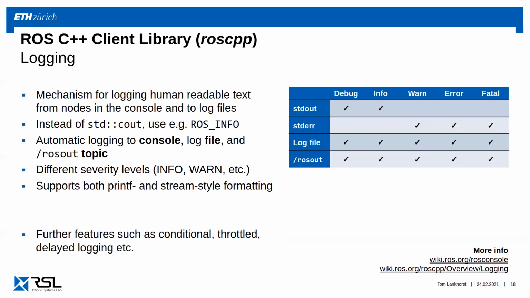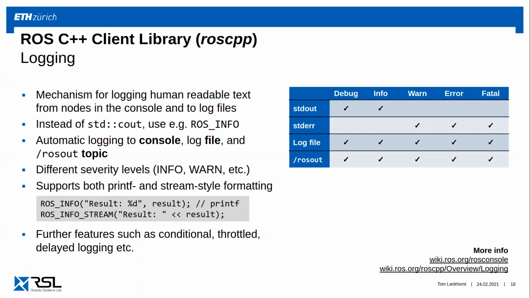In this table, I will show how the different types of logging invoke different outputs. So in the case of the ROS log debug, we will write to standard out, but not to standard error, to the log file and to the ROS out topic. This holds also for the info severity. The warning, error, and fatal severities, however, write to the standard error. And those messages typically pop up in a red color in your console.